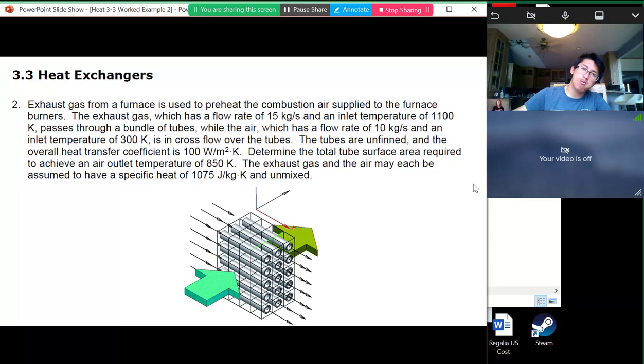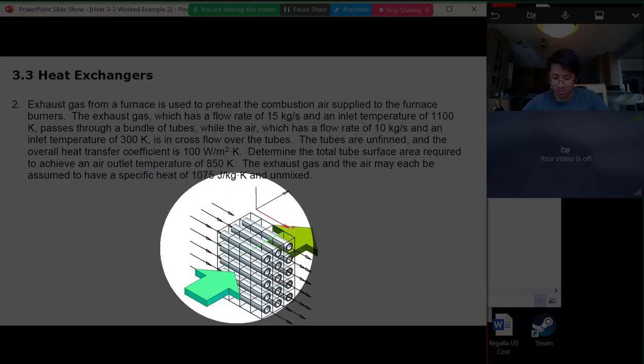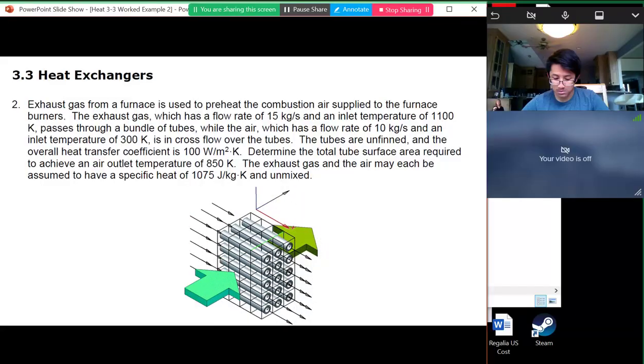So for the exhaust gas, we're given the flow rate and the inlet temperature, and it passes over this bundle of tubes. The exhaust gas is this green arrow, and the inlet air is going through the tubes. So this is a cross-flow heat exchanger. We're given some information about the flow rates. So the tubes are unfinned.